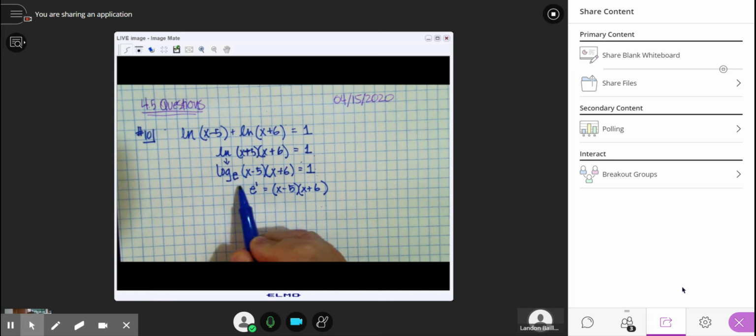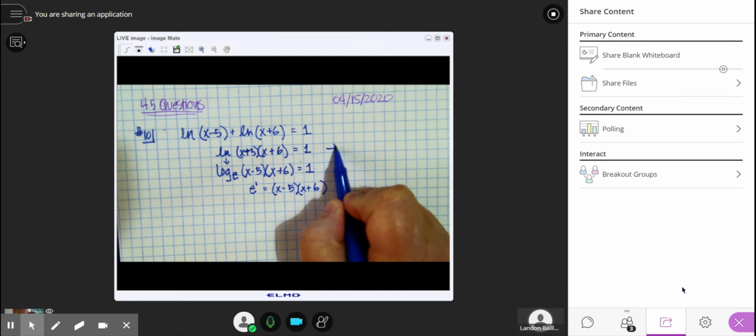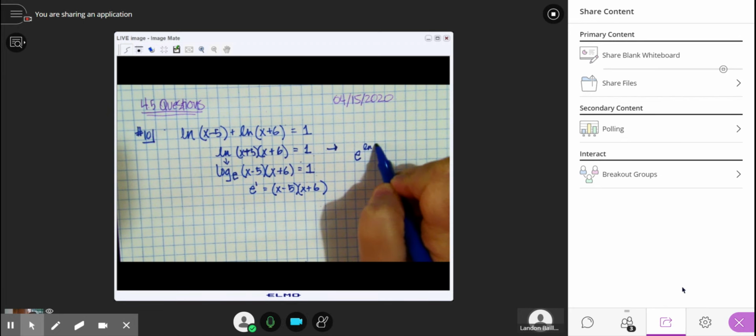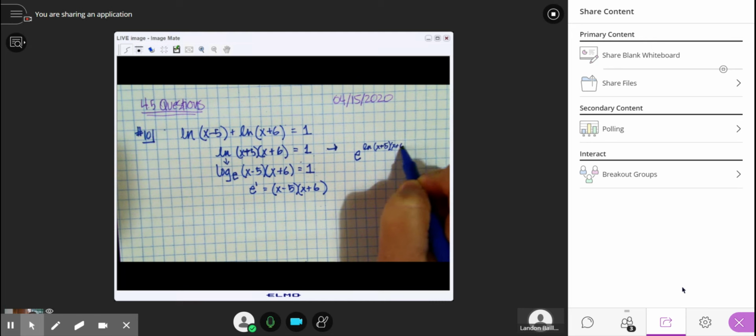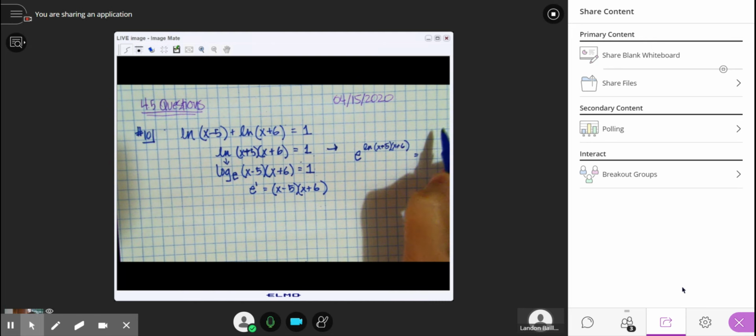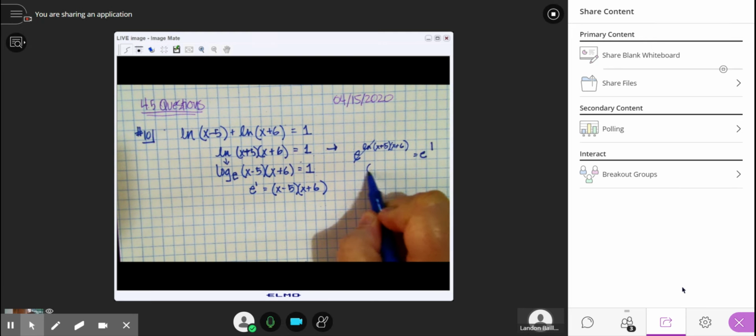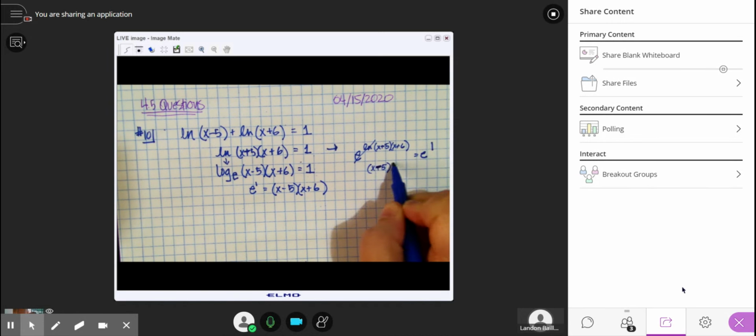No. You don't have to do log of e. From here, the other route is to think of it as e to the ln x minus 5, x plus 6 equals e to the 1. Then these two would cancel out. And you'd have x minus 5, sorry, x plus 6 is equal to e.